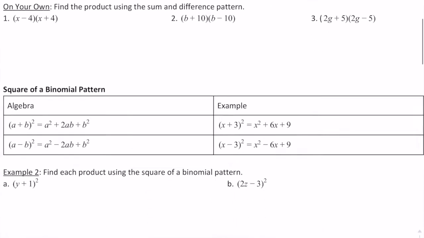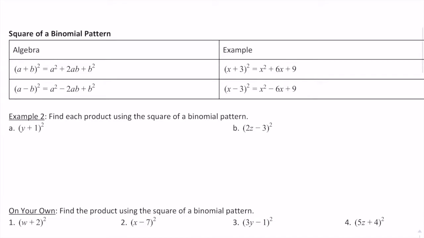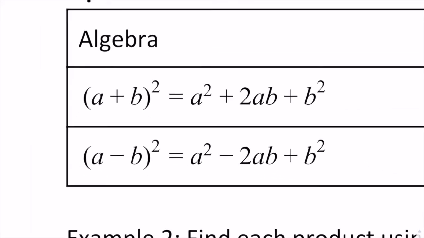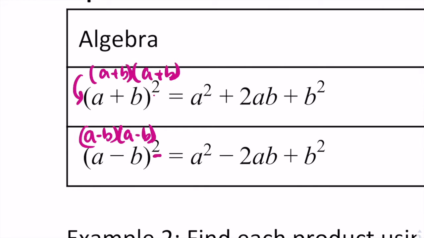The next shortcut we're going to talk about is the square of a binomial pattern. So what you'll notice here is if I have a plus b squared, another way of writing this is if I have a plus b and I have a plus b, right? So a shorter way of writing this is a plus b quantity squared. Second would be a minus b, right? This 2 means I have 2 of them. Okay, so it's similar to the first one.